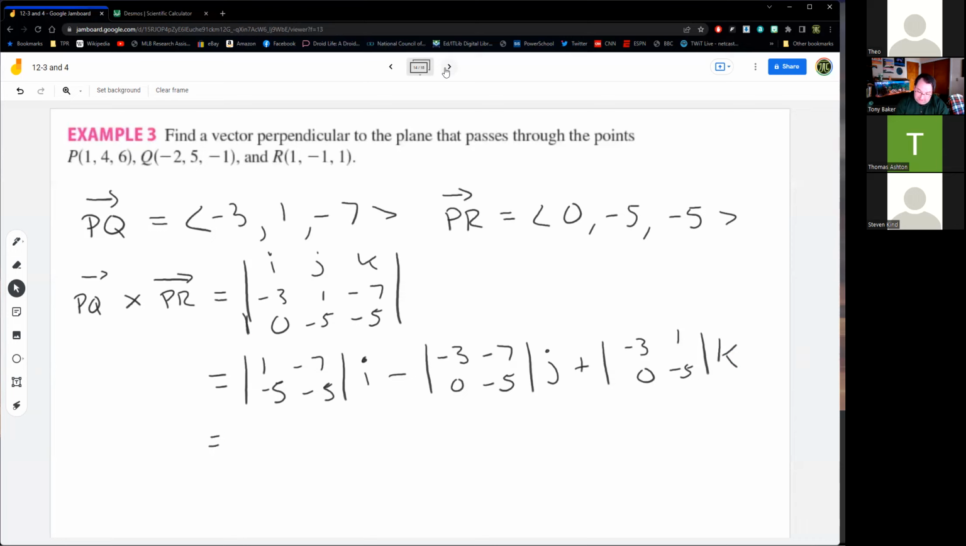So I've got -5 minus 35i minus 15 minus negative 7j plus 15. That's 0, not 7.